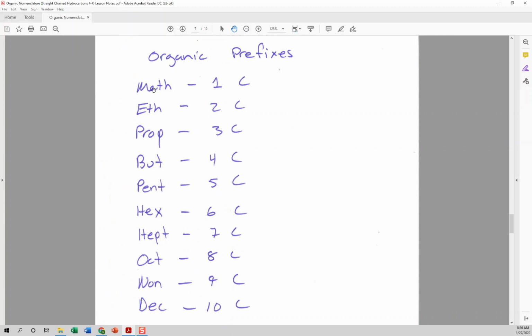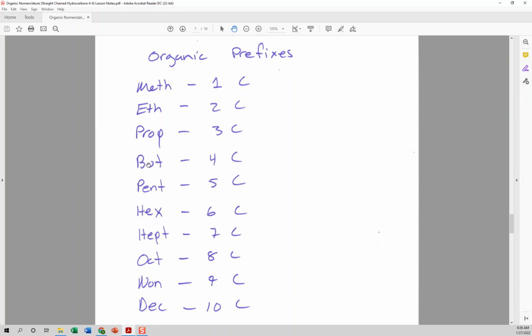So if you have meth, 1 carbon. If you have eth, 2 carbons. Prop means 3 carbons, but means 4 carbons, pent means 5 carbons, hex means 6 carbons, hept means 7 carbons, oct means 8 carbons, non means 9 carbons, and dec means 10 carbons. So you always know the number of carbons from the name, based on the prefix: meth, eth, prop, but, pent, etc.